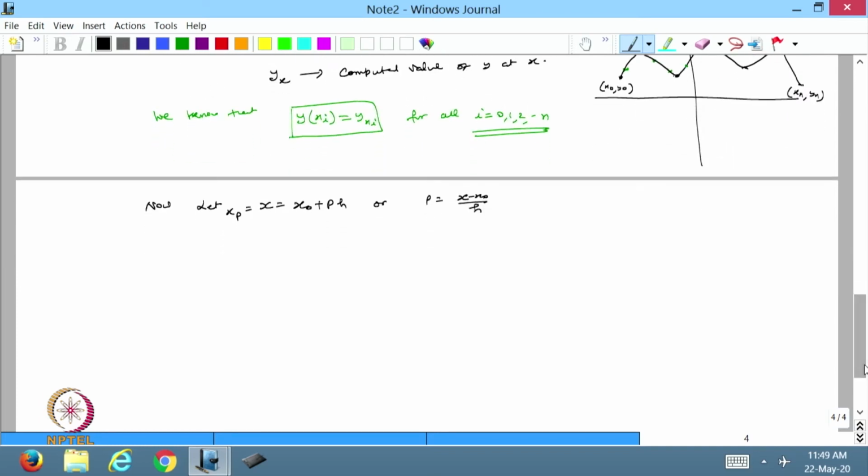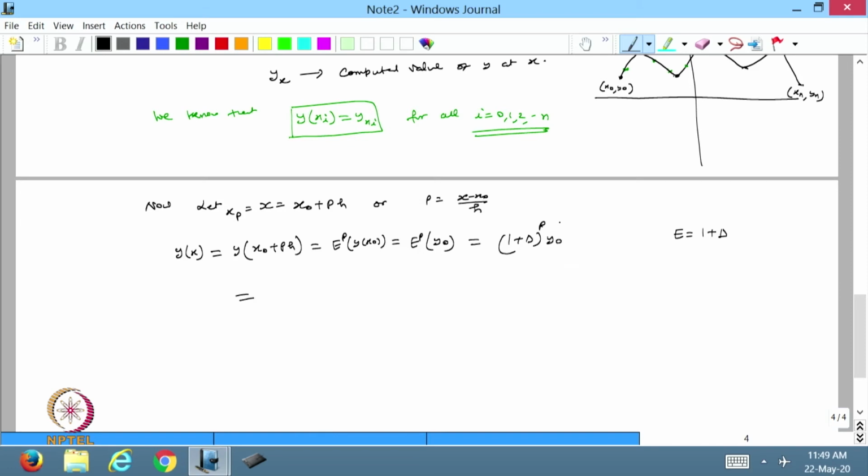Now I want to find the value of the function at x. So, let us do this one. So, y(x) is y(x naught plus ph), and this one I can write as a shift operator E to the power p acting on y at x naught. So, y at x naught is y naught. So, I can write E^p y naught. Now, from E^p I know that this can be written as (1 plus Delta)^p y naught, because we know that E can be written as 1 plus the forward operator. So, I am putting this value.